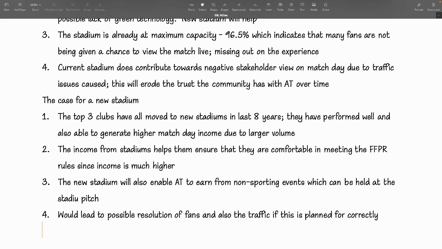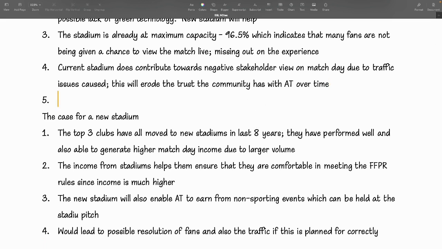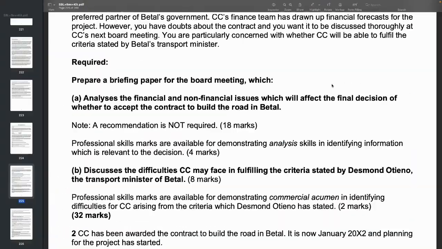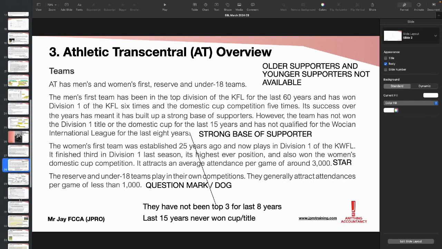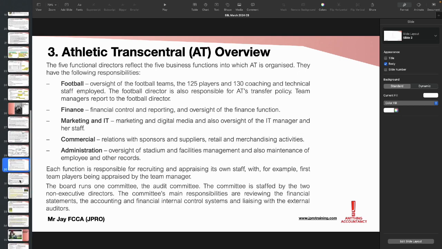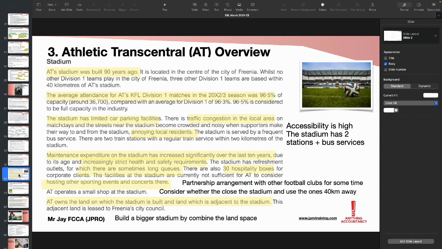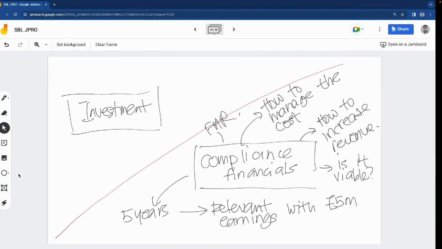So you probably want to make sure the fans' issues are going to be taken care of, traffic, and also don't forget, do remember the current stadium is kind of bad because of long queues, refreshment outlets. So you want to probably put that into the picture also.